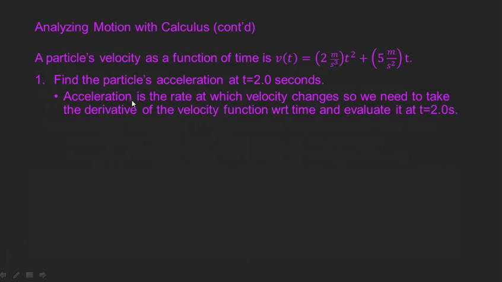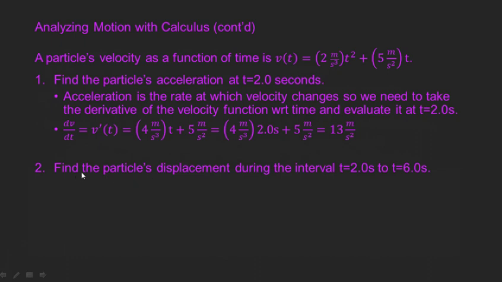Well, we need to remember that acceleration is the rate at which velocity changes, so we need to take the derivative of the velocity function with respect to time and evaluate it at t equals 2 seconds. So if we find the derivative of that equation, we're left with 4 meters per second cubed times t plus 5 meters per second squared. And if we evaluate that at 2 seconds, we're left with an acceleration of 13 meters per second squared.